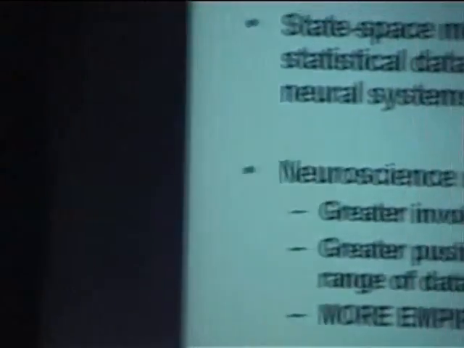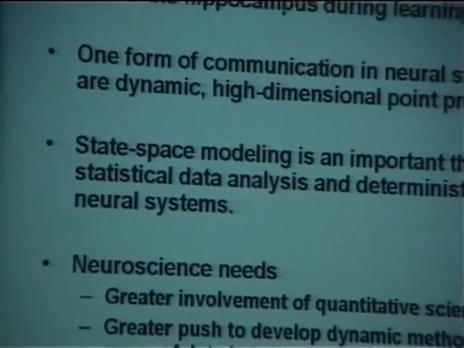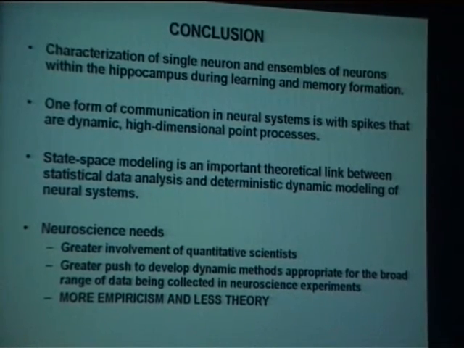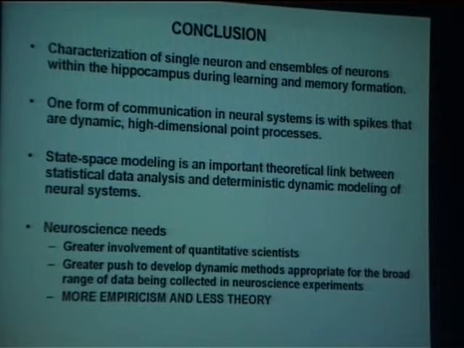So having said that, just some conclusions. I've shown you some work looking at single neurons and ensembles of neurons doing these learning and memory experiments. The thing that I tried to give you some sense of is that I took one component of the nervous system, one important signal that comes out, and showed you that it can be represented as a dynamic high-dimensional point process. I just mentioned the state-space paradigm because for me it's very, very important, as it really makes explicit this link between this data analysis and a lot of deterministic modeling that's been done in neuroscience for a number of years. And if I say what kind of things we need in neuroscience, I think we clearly need greater involvement of quantitative scientists. There's no question about that.